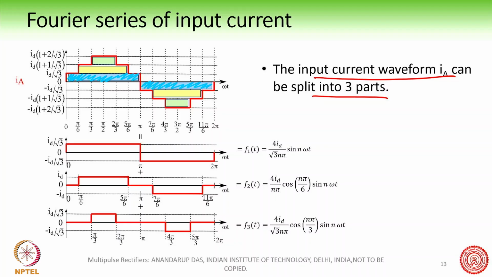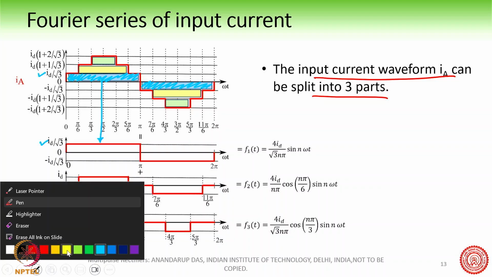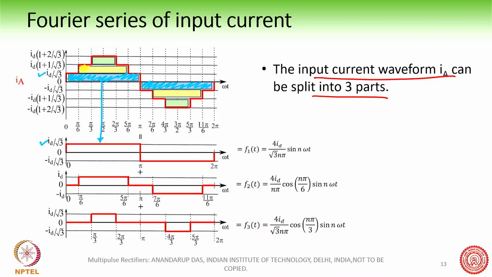And this can be drawn directly here. So this is one part. Now note the amplitude. This amplitude is Id by root 3, and I have drawn it Id by root 3 here. So this is the base part of the waveform. Next we have the yellow part, right? So we have this yellow part here, this yellow part, and this yellow part. We will take it out, and then we can draw these yellow parts here.